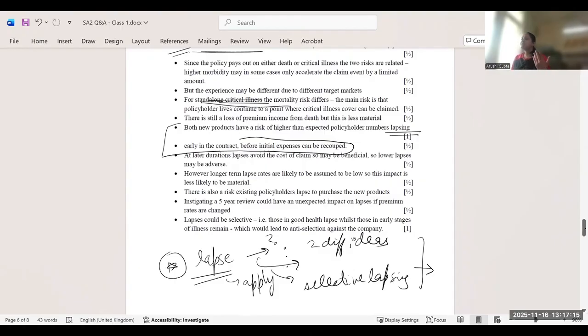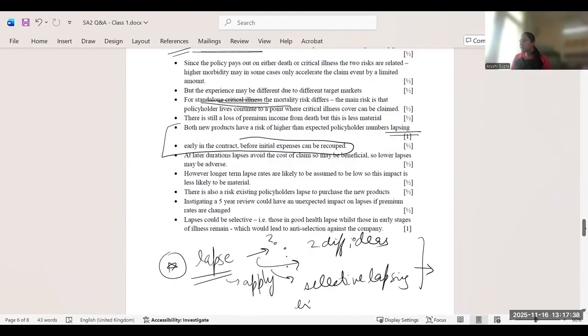Selective lapsing, that is, if the positive profiles, in a way good health profiles, leave the product, they lapse, then the remaining pool of policyholders is a high risk or poor health, kind of a prone health pool left behind. So they can lead to poor experience being recorded.